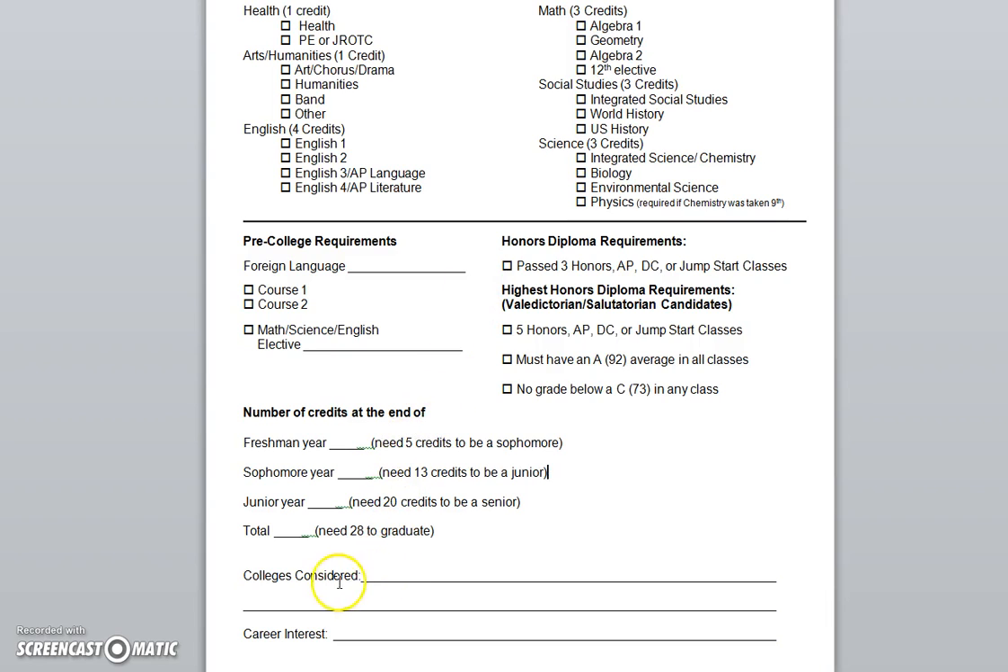Okay, so down here, if you would go ahead and select this area here and put your colleges considered, and then also your career interest.